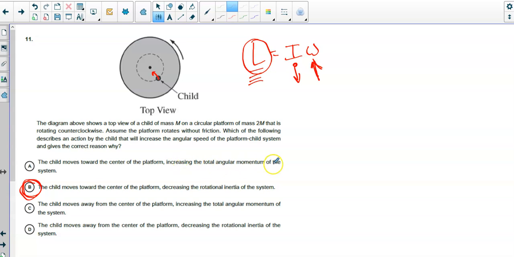It will not change the angular momentum. That is a constant, because everything's internal. If you know that the figure skater, when she or he brings the arms in, spins faster, then you should have been able to get it down to A or B as a possibility. And if you believe in conservation of angular momentum and that it doesn't change the angular momentum, you probably could have gotten to B, even if you're not sure what the person walking towards the center would do.